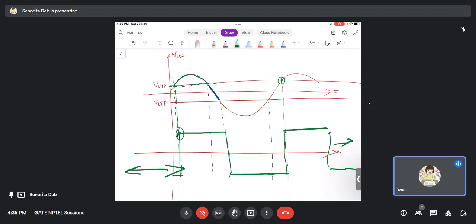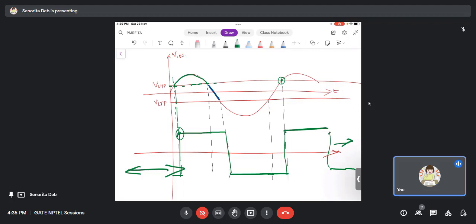Regenerating circuits are mainly used for square wave generation. And after that, if you use an integrator, you can generate a triangular wave. This we normally study in communication also. Square wave and triangular wave, how things are coming. So this was the entire concept of this question. I think this was a 2 marks question.